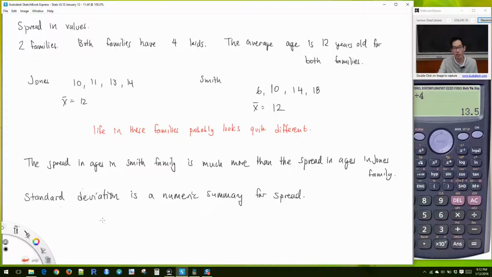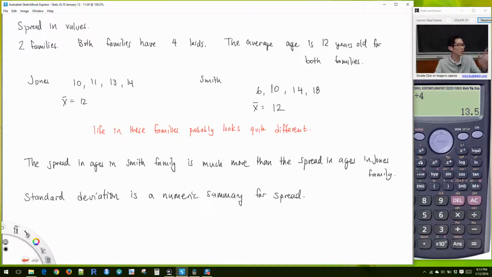Okay, and the standard deviation is just a number that captures that idea of spread. Standard deviation is a term we're going to see a lot in statistics, but don't lose sight of the big picture, which is that it's a numeric summary. It's just a single number that captures this idea of spread. We'll go into the calculations, but that's the important part.